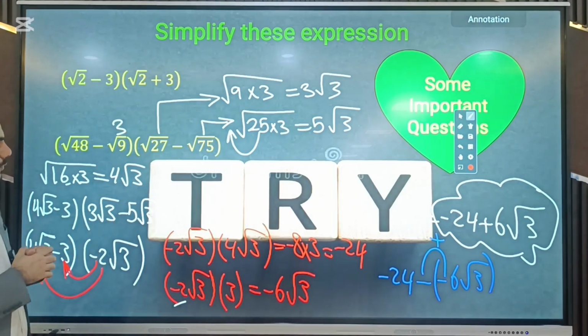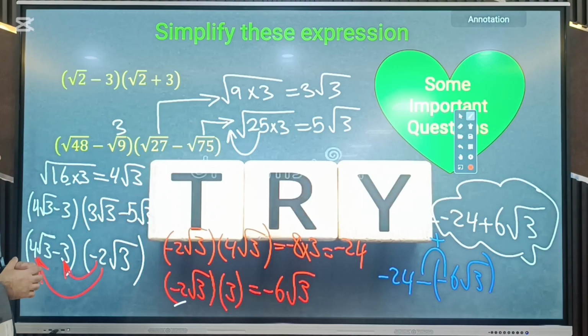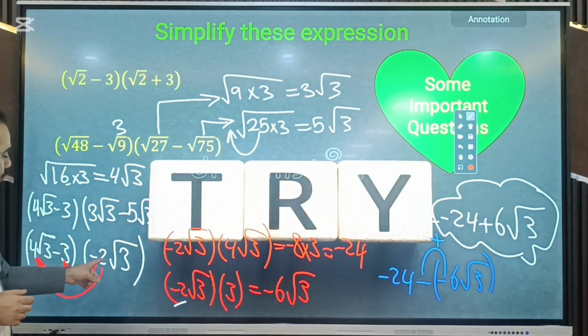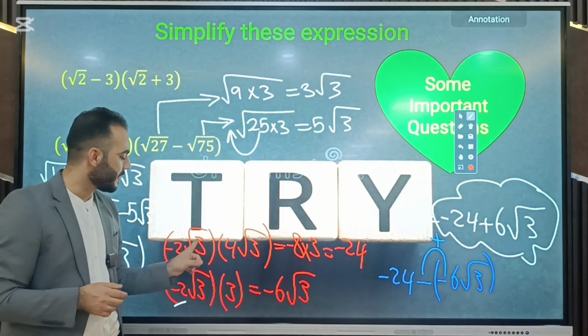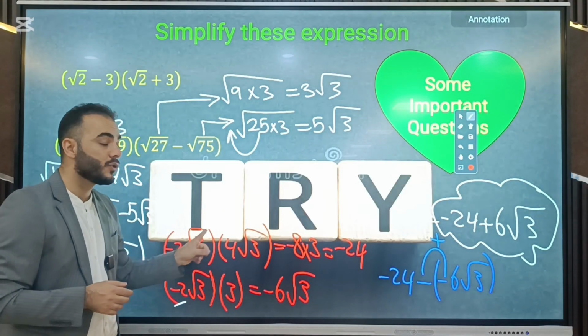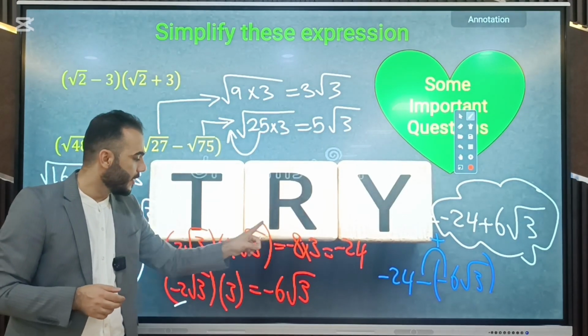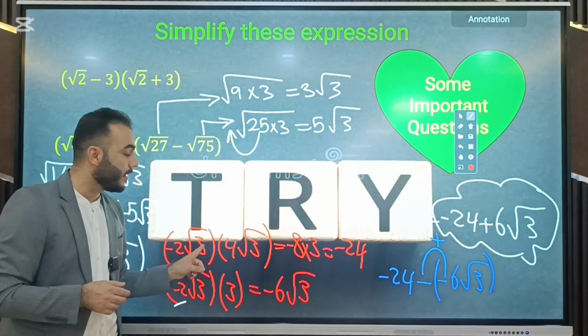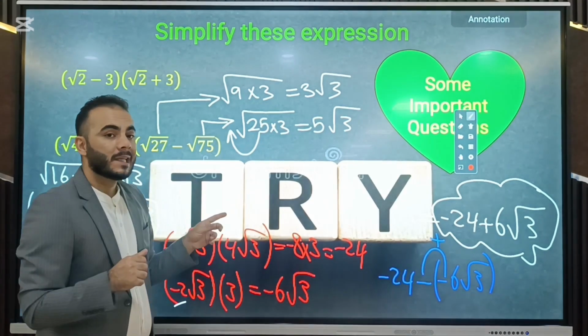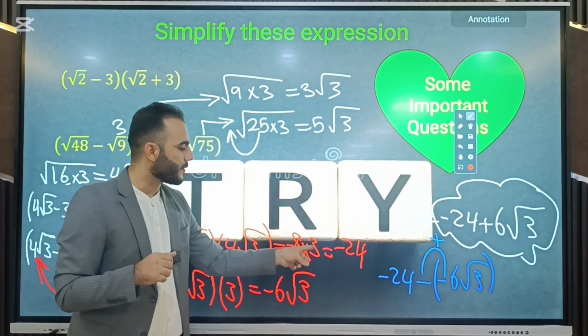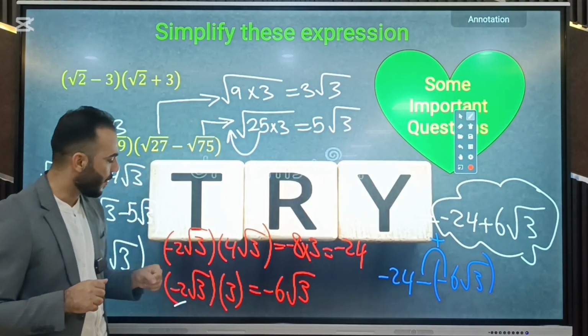Distributive property that we studied in lesson 1. Okay, negative 2 square root of 3 times 4 square root of 3. The coefficients, if you multiply them, negative 2 times 4, negative 8. Square root of 3 times square root of 3, again by the property, only 3 will remain. Square roots are going to cancel each other. So negative 8 times 3, negative 24.